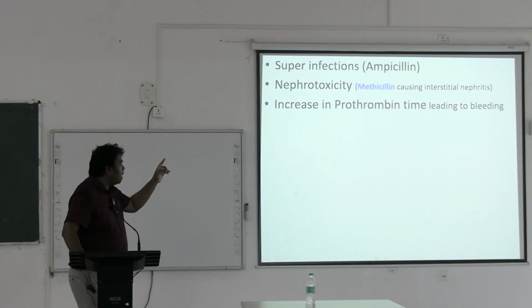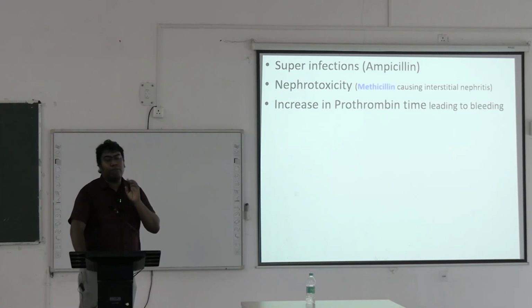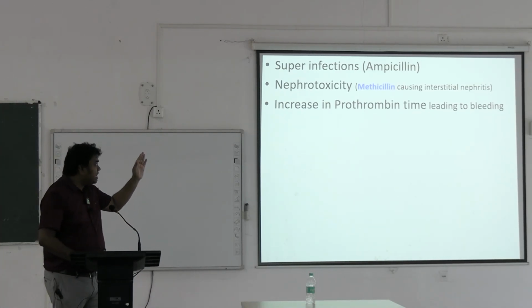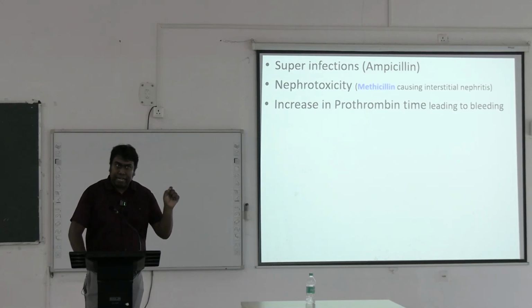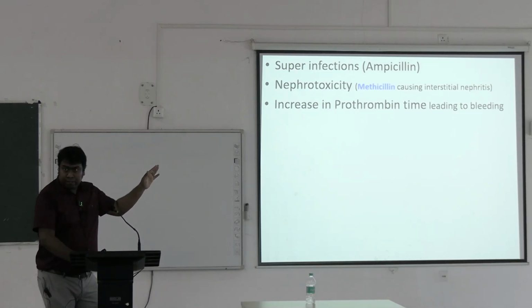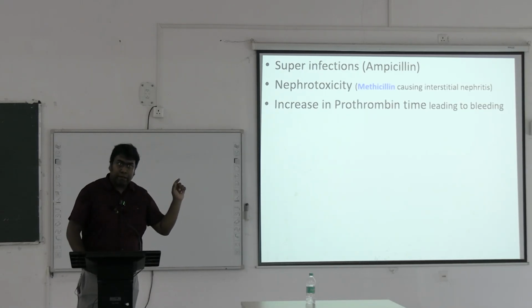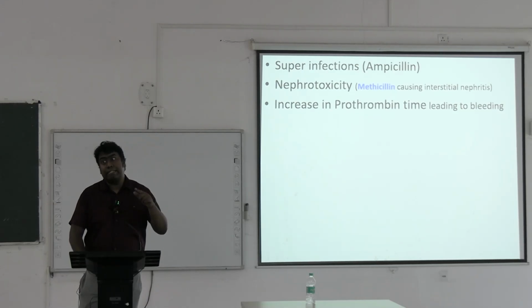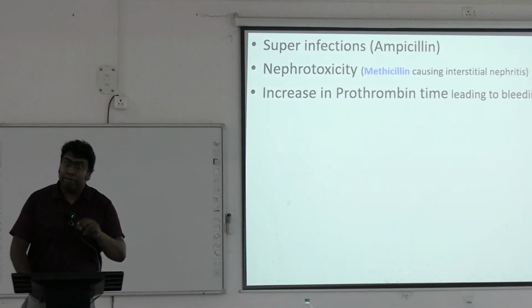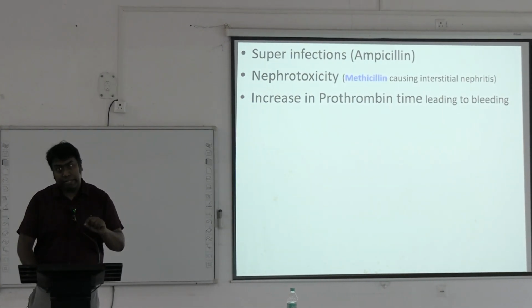Nephrotoxicity can be caused by methicillin, and which type of nephrotoxicity? It is interstitial nephritis, caused by methicillin. Methicillin is important for two things. Nowadays it is very rarely used. One is for MCQ purpose, this interstitial nephritis or nephrotoxicity, and another one is methicillin resistant Staph aureus. Which drug to be used there? Vancomycin or linezolid. Clear?